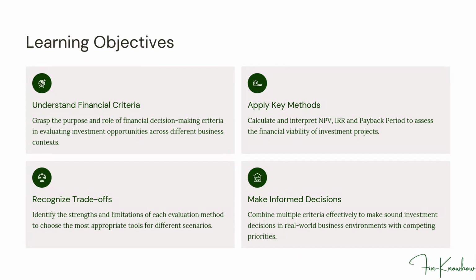Specifically, we will talk a little bit about the purpose and the role of these criteria. These criteria, for example, cover methods like net present value, internal rate of return, payback method, and so on. We will apply those methods to assess the financial viability of certain investments with some examples. We'll recognize the trade-offs between the different methods, which method to employ when, and what the trade-offs are in choosing one over the other, and then talk a little bit about combining these criteria to make sound business decisions.